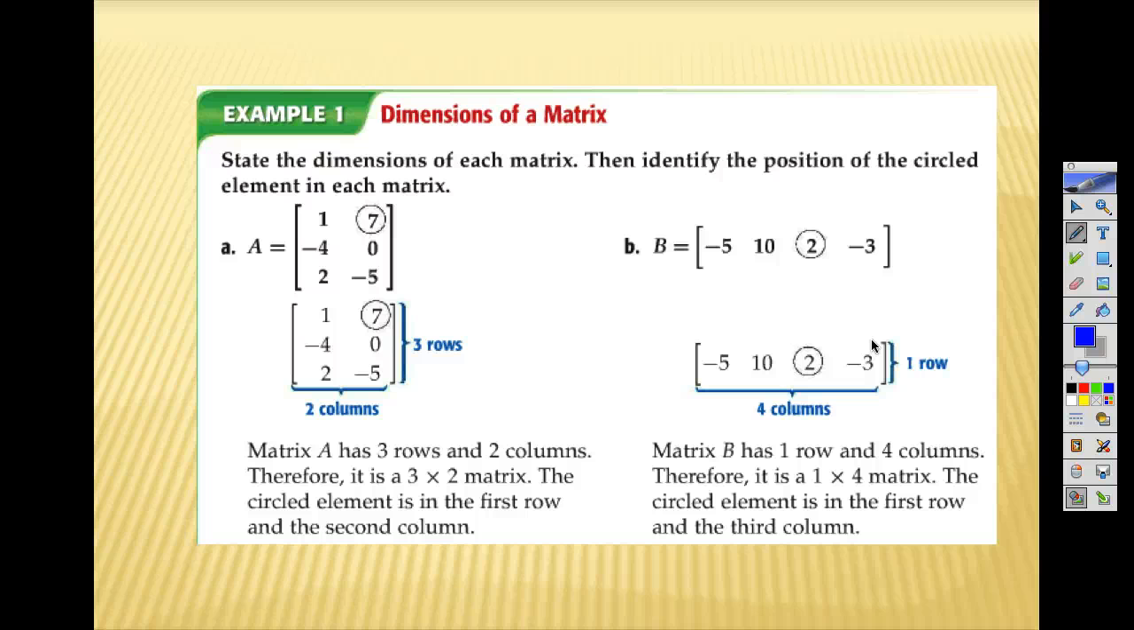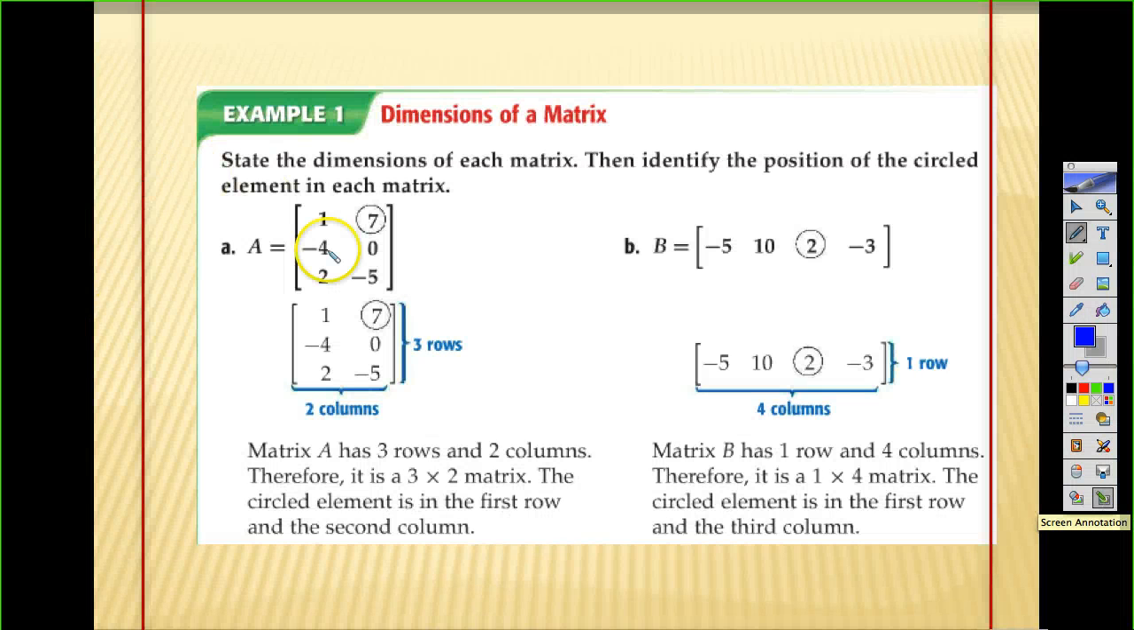Example, dimensions of a matrix. State the dimensions of each matrix, then identify the position of the circled element in each matrix. So here we have a matrix A, and how many rows? There's 3 rows and 2 columns. So this is a 3 by 2. And they want you to identify this element here, element 7.